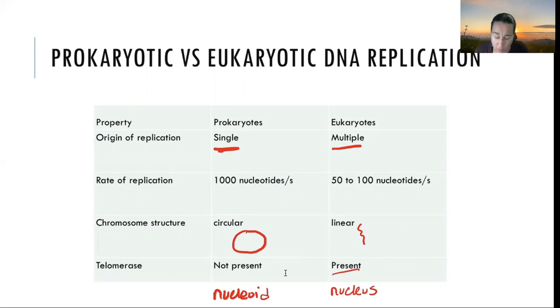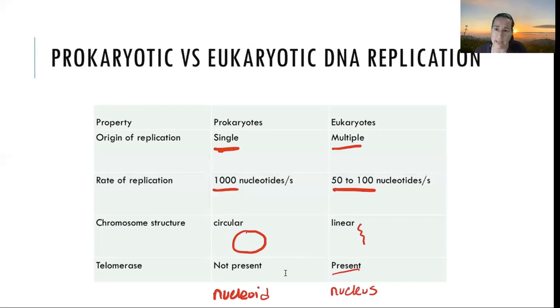Eukaryotes have multiple origins. How fast does DNA replicate, prokaryote to eukaryote? Eukaryotes are about 500 to 100 nucleotides per second. And then check out the rate of replication for prokaryotes. It's 1,000 nucleotides per second when DNA replicates. That is crazy. But it also goes to show that prokaryotes can replicate super fast. They can undergo mitosis really fast.